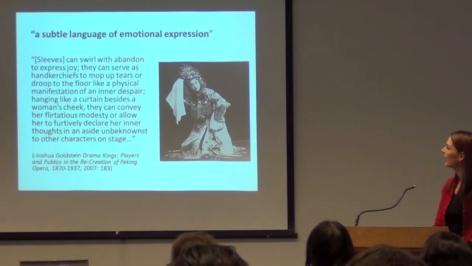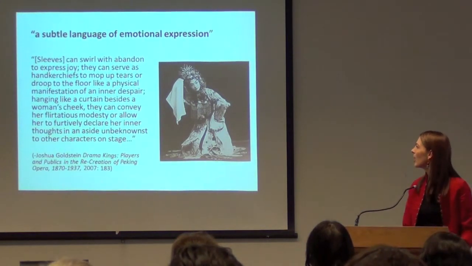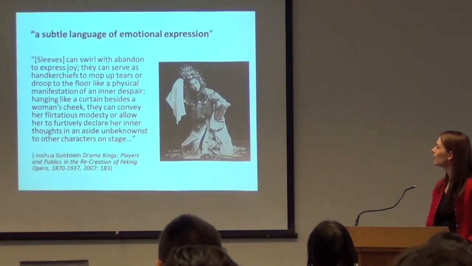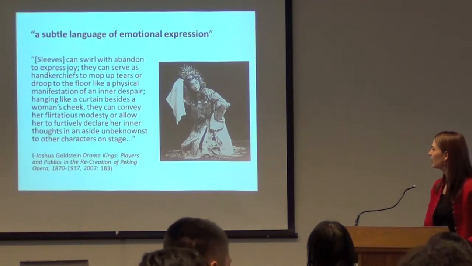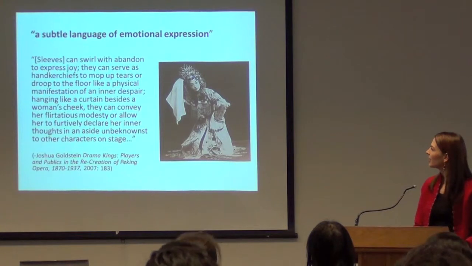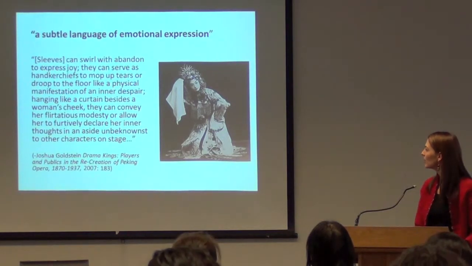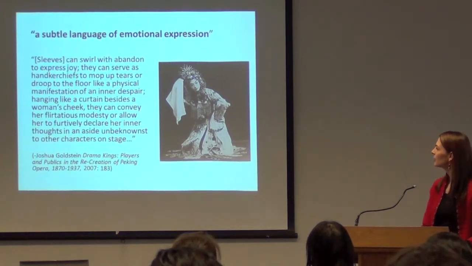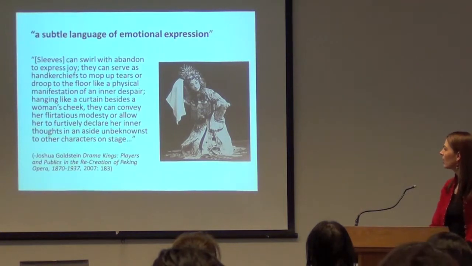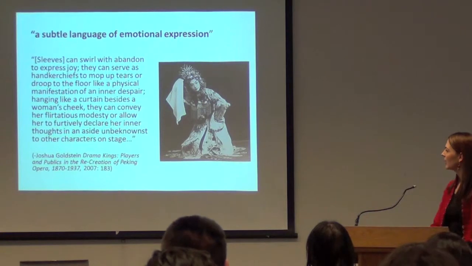Sleeves can swirl with abandon to express joy. They can serve as handkerchiefs to mop up tears, or droop to the floor like a physical manifestation of an inner despair. Hanging like a curtain beside a woman's cheek, they can convey her flirtatious modesty, or allow her to furtively declare her innermost thoughts in an aside unbeknownst to other characters on stage.